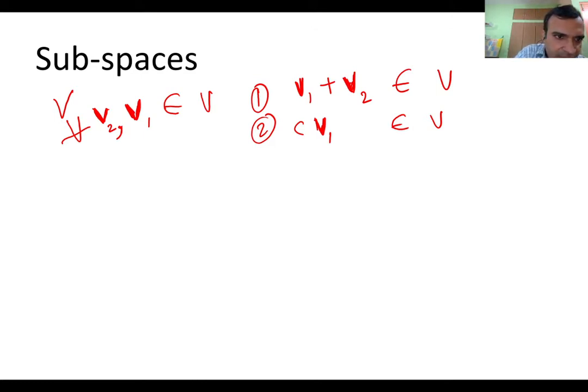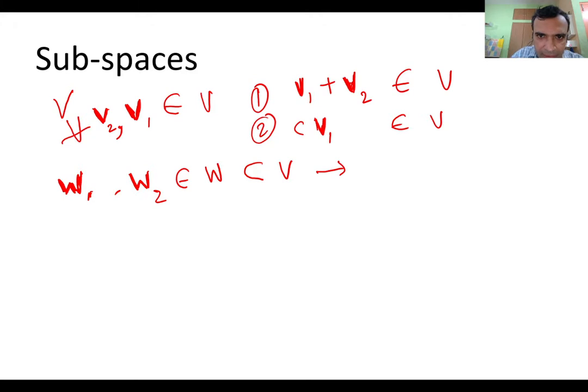Now what is a subspace? Let's say you have two vectors w1 and w2, and they belong to some subspace W. A subspace is a subset of this space V, such that W is a subset of V. What that means is that if w1 and w2 belong to W, then they also belong to V. Now, if the other properties also hold, such as w1 plus w2 belongs to W, and some constant times w1 or constant times w2 also belongs to W, then it is a subspace.